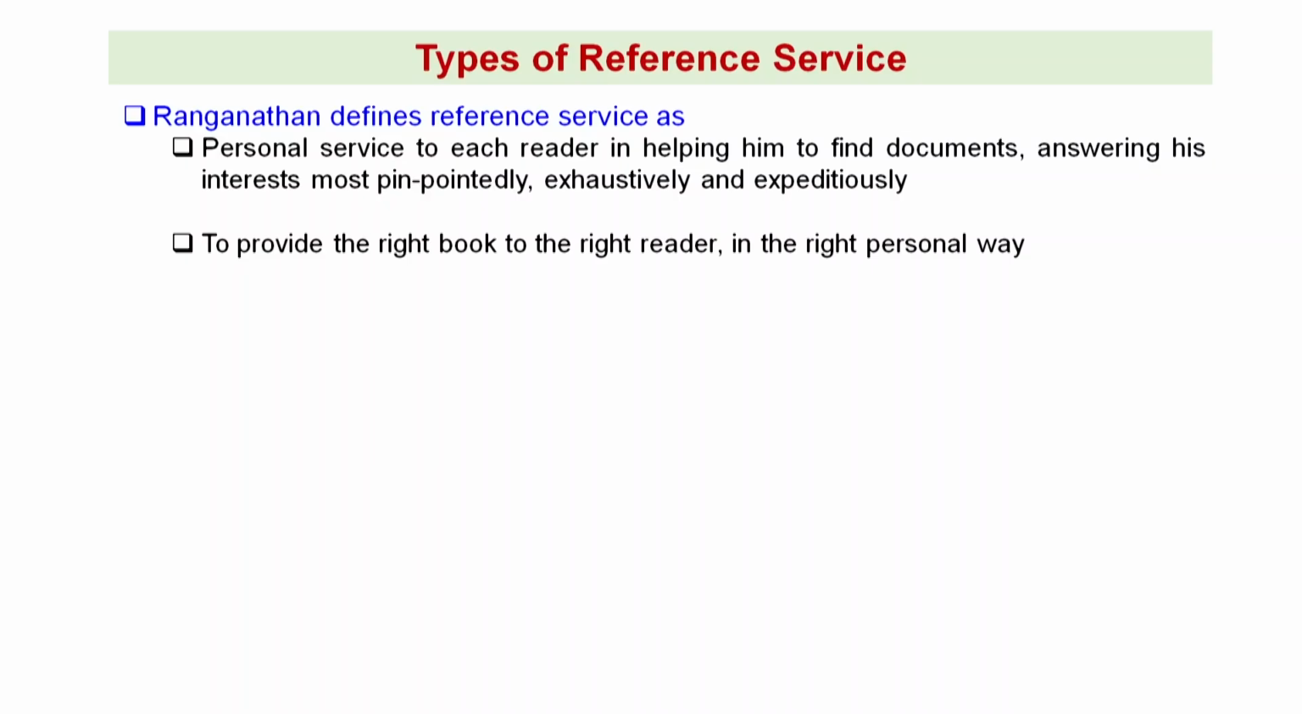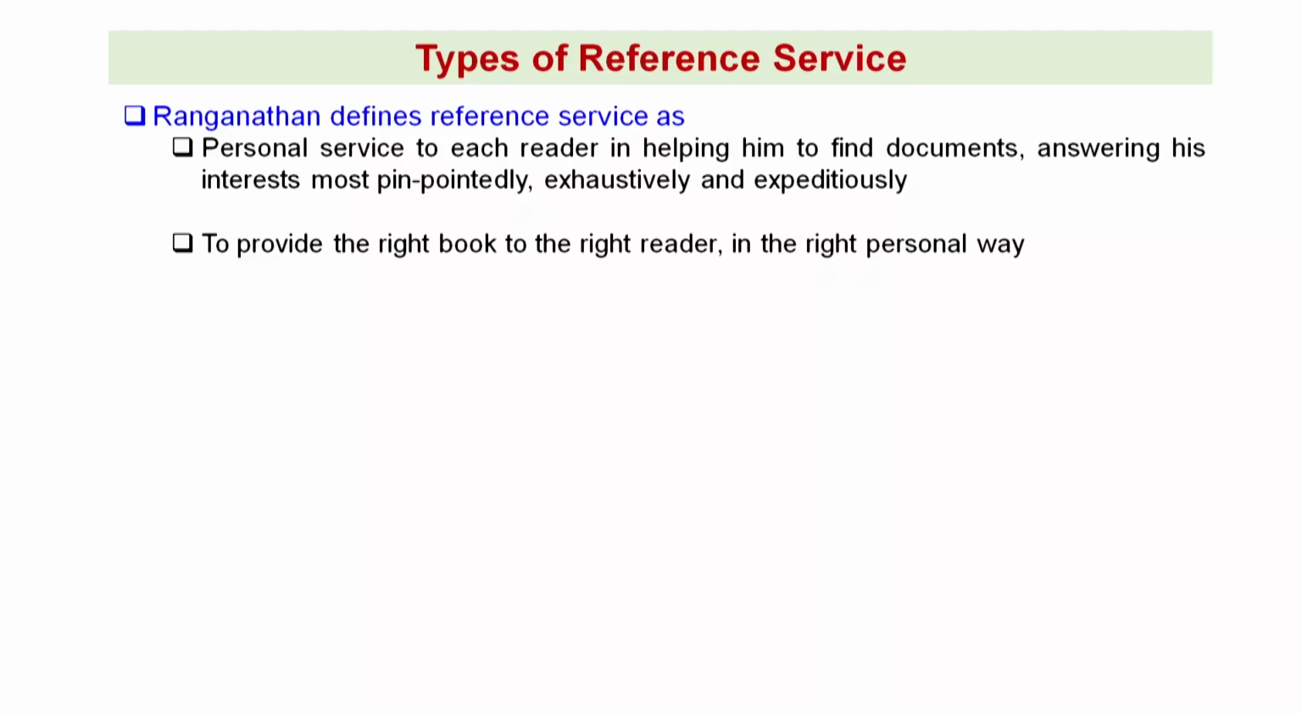And this reference division, sometimes we call it reference division, reference desk, or research assistance center. These are all the different terminologies we use for the reference service area, or a particular desk or division which handles reference queries. According to Ranganathan, reference service is a personal service provided to each and every user, helping them find a particular document and answering their interest in a particular area. That should be exhaustive, pinpointed, and timely.